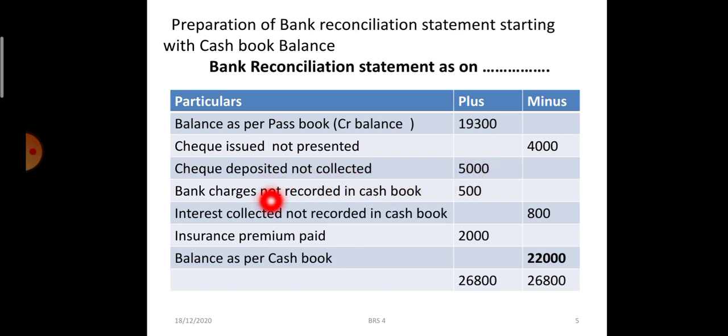Now these are the three entries which are in the passbook. Like bank charges, it was deducted there, so here we will add it. Interest collected, not recorded in the cash book, minus, because there it was added. Insurance premium paid was deducted, debited, so here we will add. Now when we find the difference, balance as per cash book is 22,000 rupees.